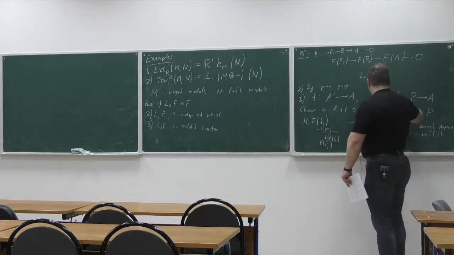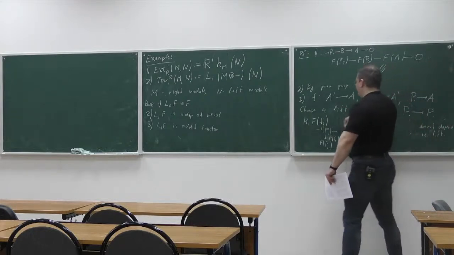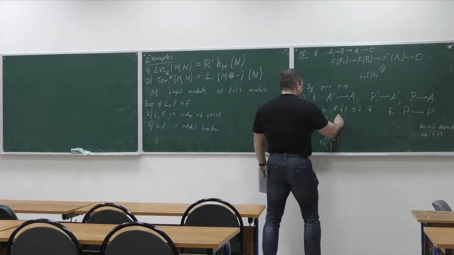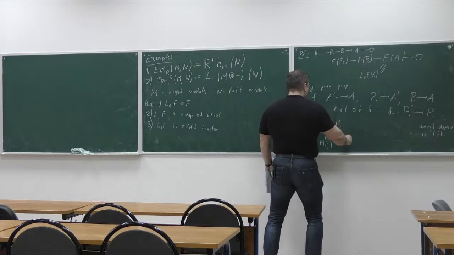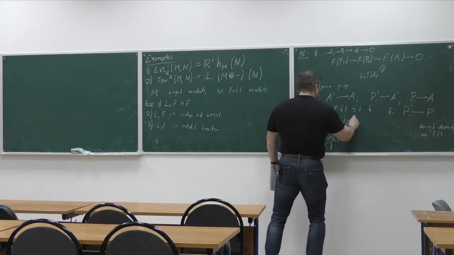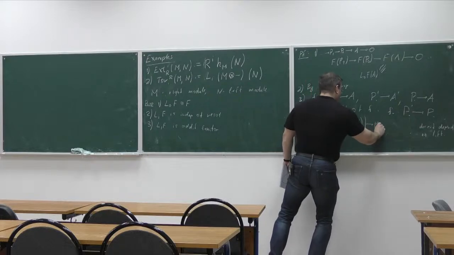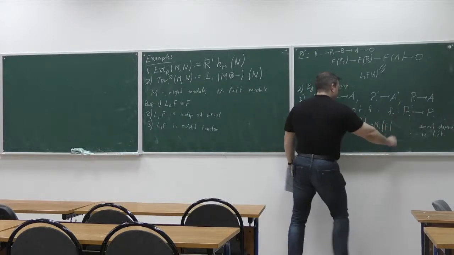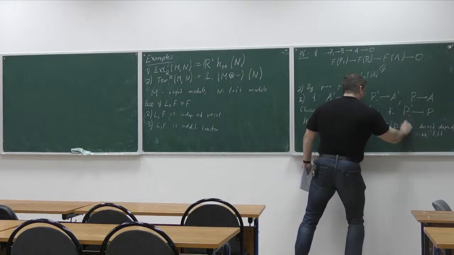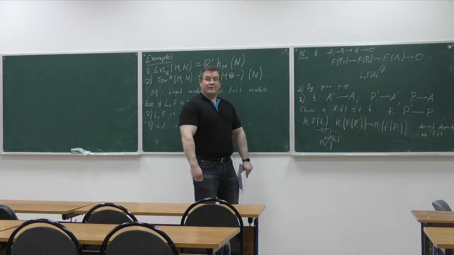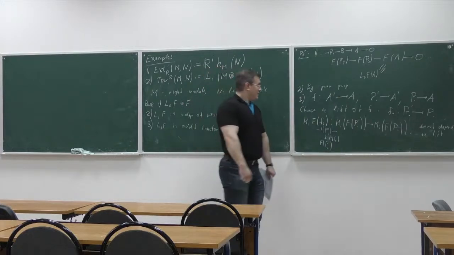Yeah, this doesn't look good. Let's correct this. So this is the map, right? And this has to be mapped from the homology H_i of f applied to P prime to the H_i of f applied to P with the bullet. Is it better? Yeah.